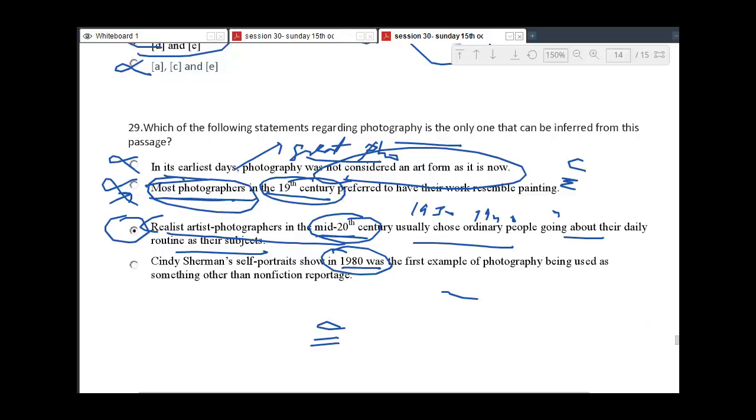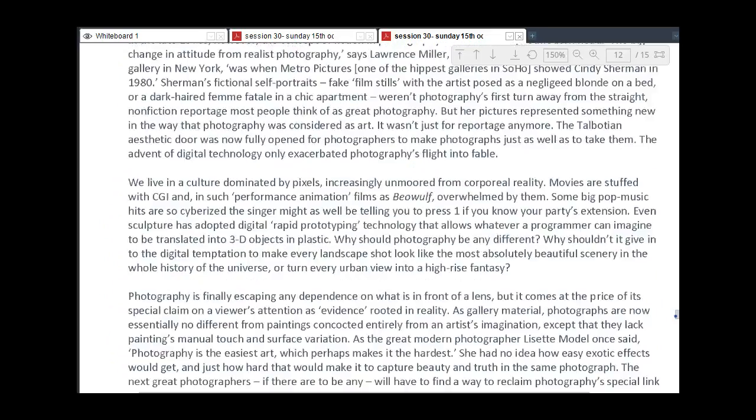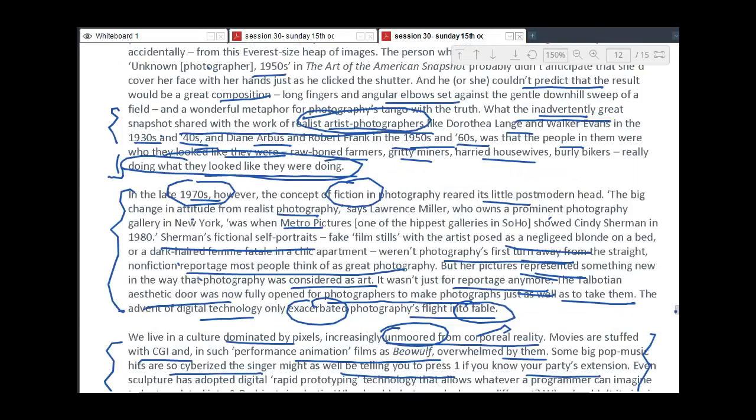Read the lines, people, you will see it. If you read these lines here, what does it say? Look at this. What do you mean by realist photographer? A realist photographer would take his photograph from the daily walk of life, because I'm a realist, not a fictional guy. Look at the word, people. Always use common sense. Realist means genuine. That means people who were doing genuine things were the subject matter of these photographers. Go and straight away mark option C.